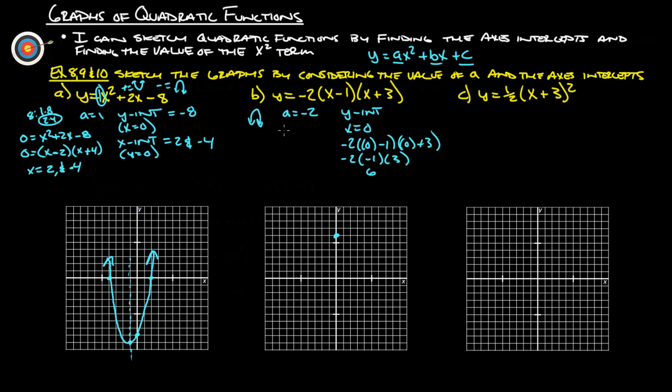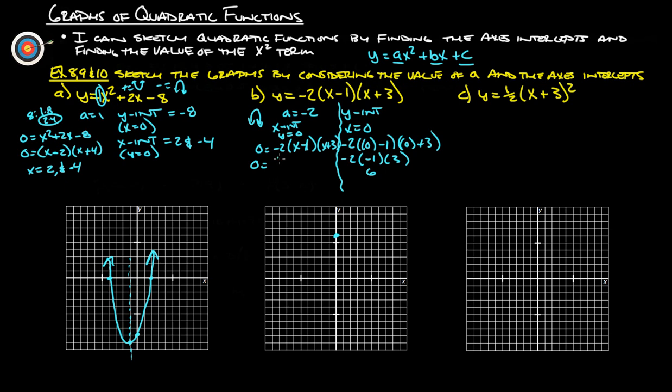And then for the x-intercepts, we know that the y has to equal 0. So we get 0 equals negative 2 times x minus 1 times x plus 3. Now the nice part about this is that they've already factored it for us. So the negative 2 doesn't really do anything for us except tell us that it's upside down, and kind of skinnier than normal. We want to say what minus 1 gives us 0, and that's when x is 1.